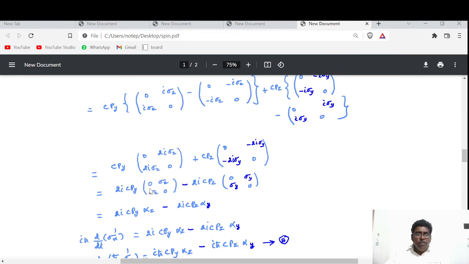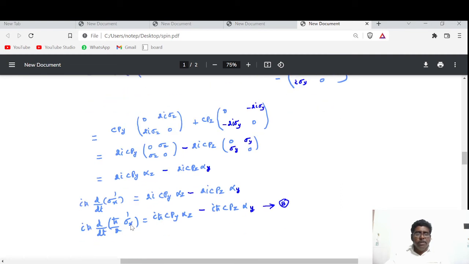This is our alpha z. The matrix (0 sigma z 0) is our Dirac matrix alpha z. The matrix (0 sigma y 0) is our Dirac matrix alpha y. Then i h cross d by dt of sigma x dash equals 2i into Cp_y alpha z minus 2i into Cp_z alpha y.